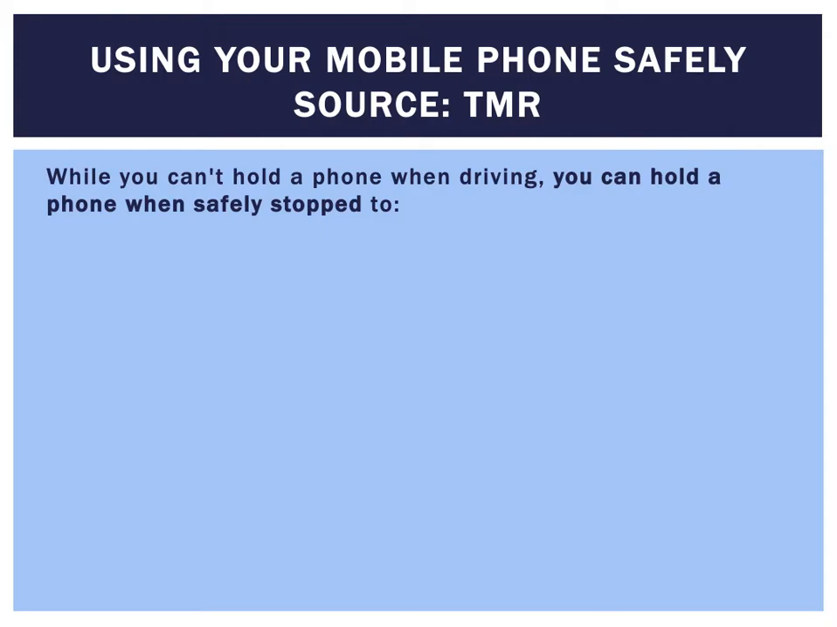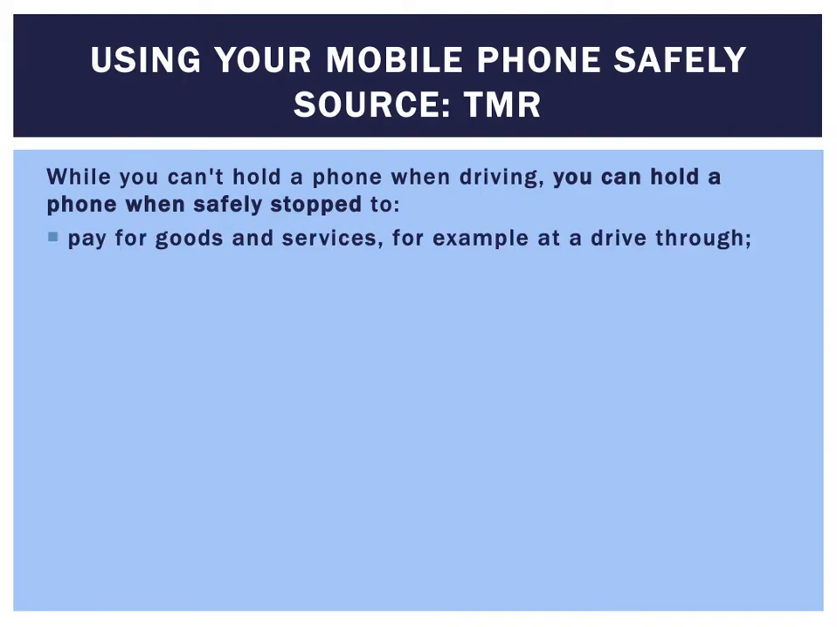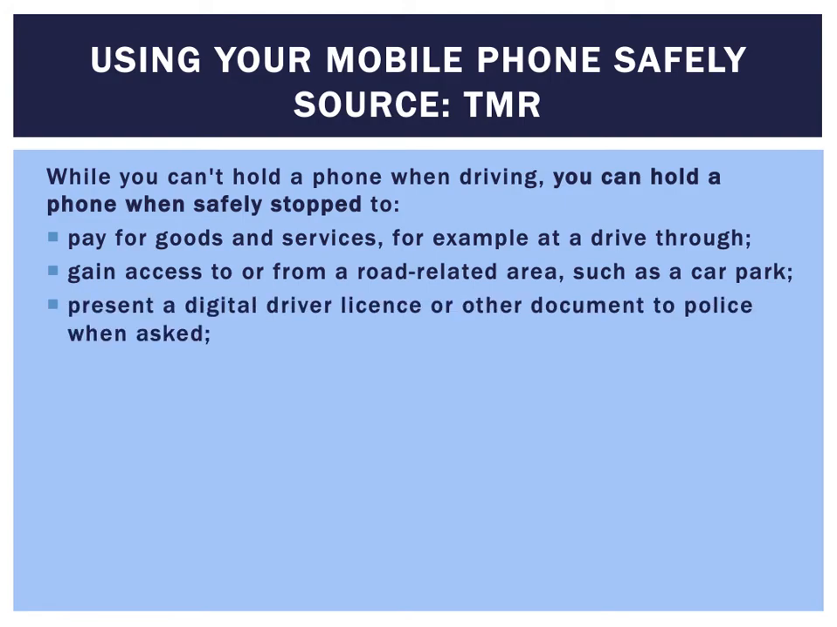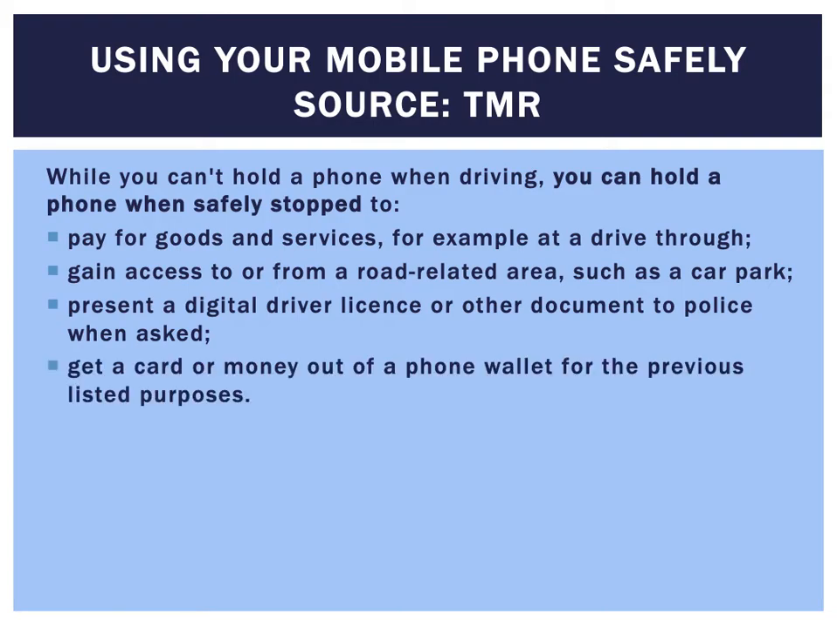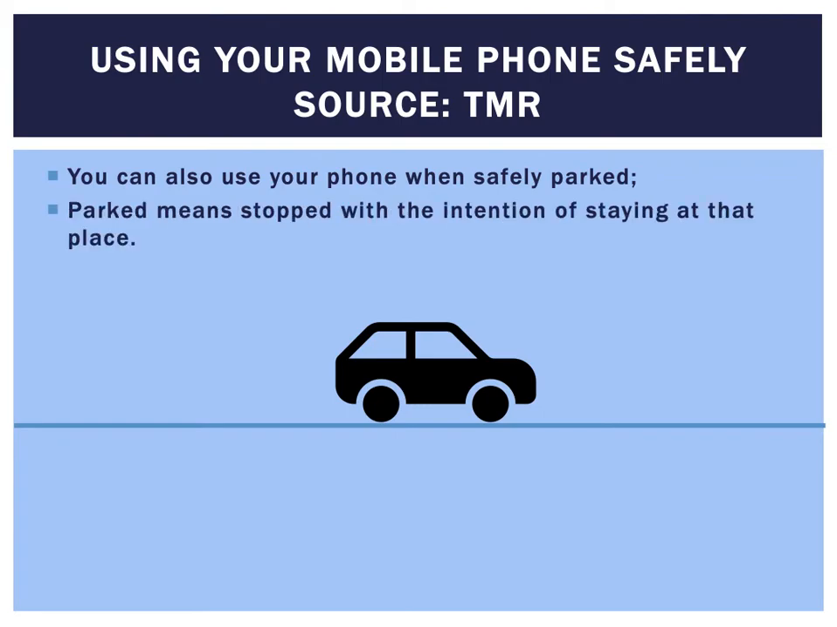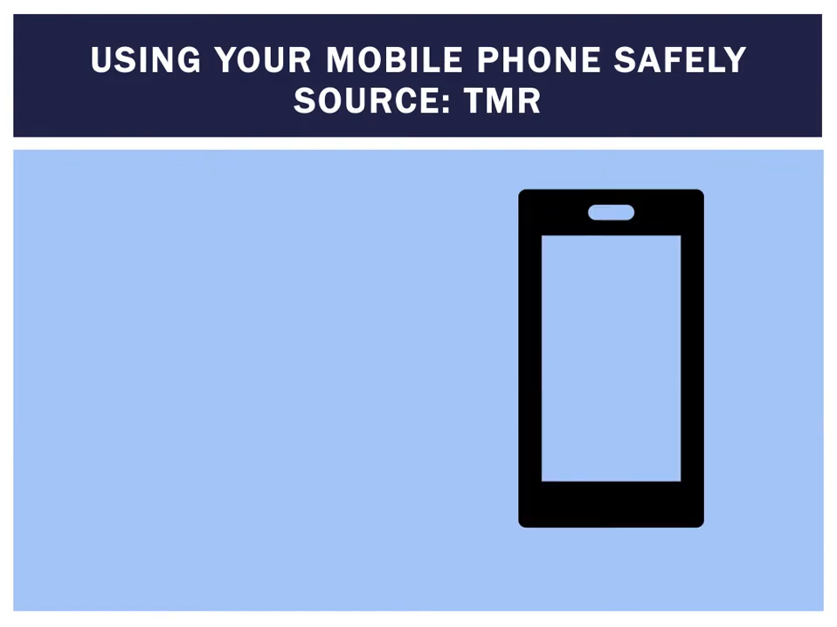While you can't hold a phone when driving, you can hold a phone when safely stopped to pay for goods and services, for example, at a drive-through, gain access to or from a road-related area such as a car park, present a digital driver license or other document to police when asked, get a card or money out of a phone wallet for the previously listed purposes. You can also use your phone when safely parked. Parked means stopped with the intention of staying at that place.